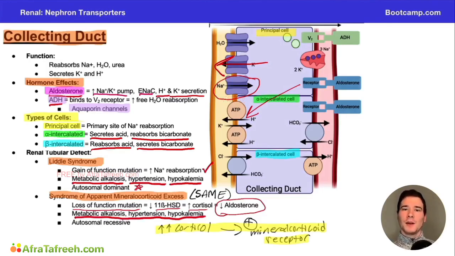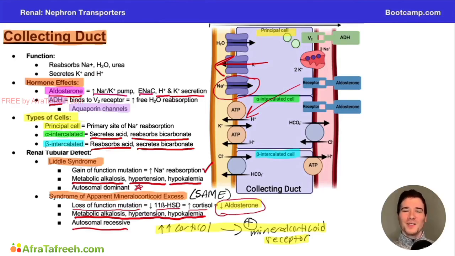So think about the name here. It's syndrome of apparent mineralocorticoid excess, because we don't really have an excess amount of aldosterone. That's why in the lab we'll actually see low levels of aldosterone. But because we have so much cortisol, which is then stimulating the receptors, we are getting the same ultimate effects in the end. And the final thing that's worth knowing is the genetic inheritance, which is autosomal recessive.